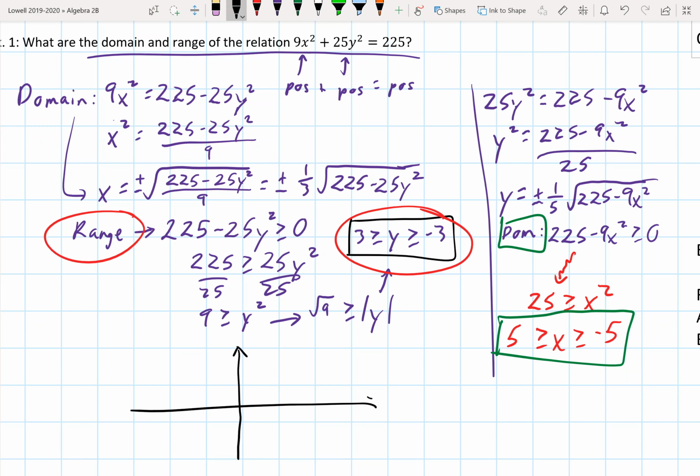Here's our graph. So our y values are between plus or minus 3, 3, negative 3, and for our x's, plus or minus 5, about there and about there. If I draw a little box here, then this tells us where our ellipse is contained. We've done this before when we talked about domain and range of functions, or relations in general. What you do is essentially put a box around the function, or the relation, excuse me. And so this ellipse is going to look something like this.